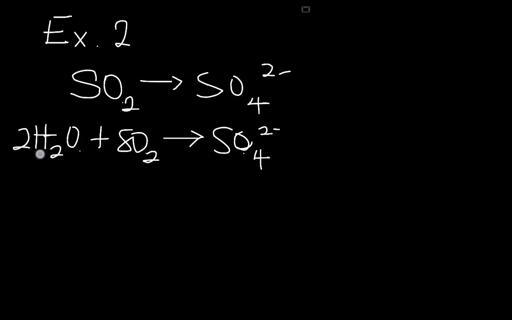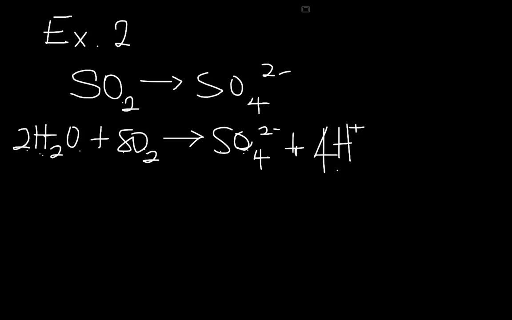So we need to balance this hydrogen that we have introduced, and we have 4 hydrogen here, right? 2 times 2, 4. So we're going to balance the hydrogen. On this side, we're going to add plus 4 hydrogen. Good. Now this looks balanced. We have 4 oxygen here, 4 oxygen here, 1 sulfur here, 1 sulfur here. We have 4 hydrogen here, we have 4 hydrogen here.